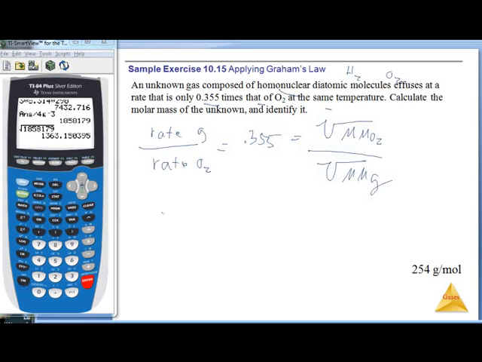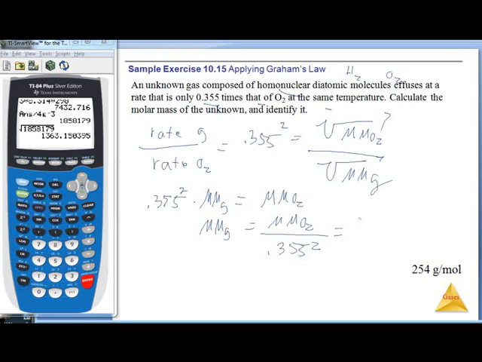So let's just rearrange the equation first because I want to solve for the molar mass of the gas. In order to solve for this, I got to square everything. Square this, square this, square this. So I end up with 0.355 squared times the molar mass of the gas is equal to the molar mass of oxygen. So when I square this, I just get rid of the square root, right? So my molar mass of my gas is going to be my molar mass of oxygen divided by 0.355 squared.